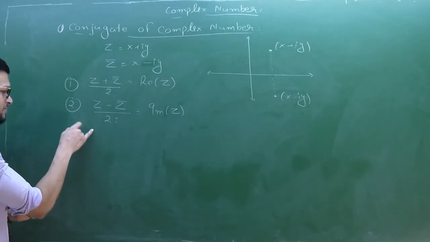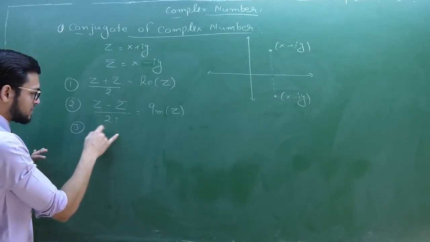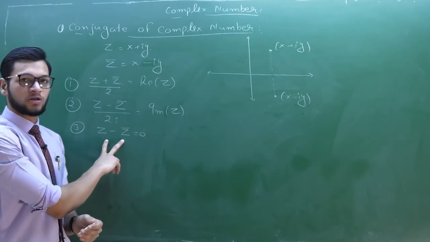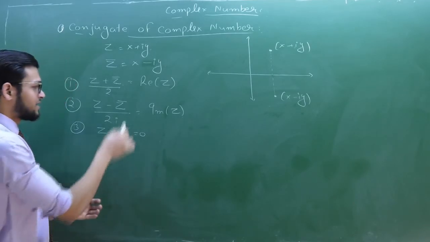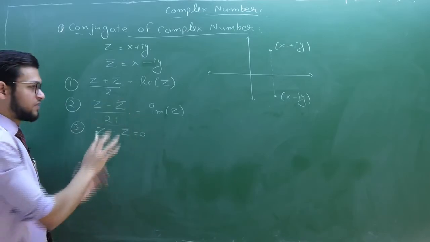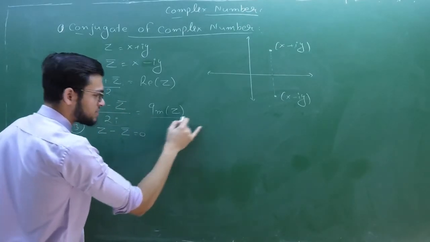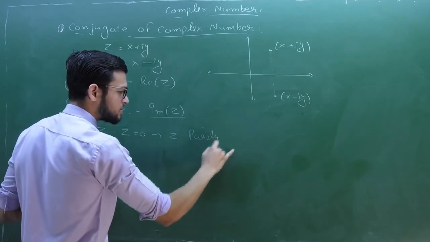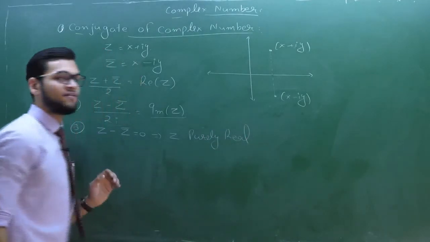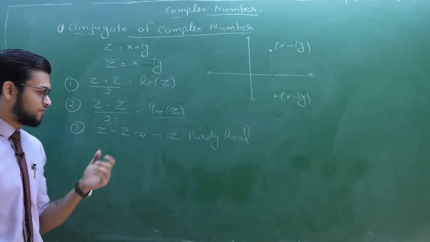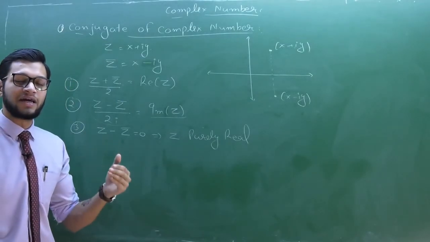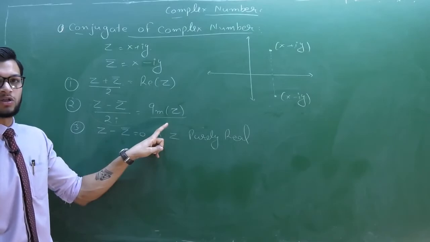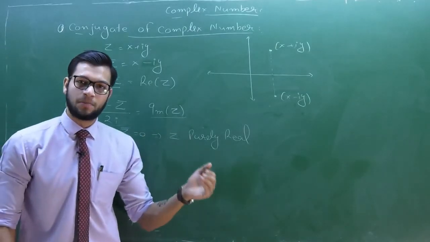Now we can clearly say that if z minus conjugate of z is equal to 0, then the imaginary part of z is equal to 0. Then we can conclude that z will be a purely real number.